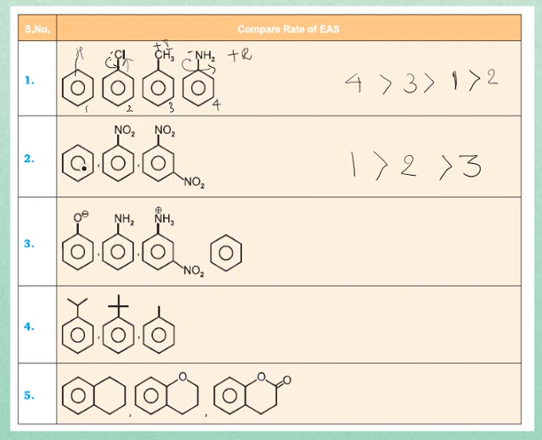So this benzene doesn't have any electron withdrawing group. That means it is more electron rich. This is least, right? So that's why the order is this.